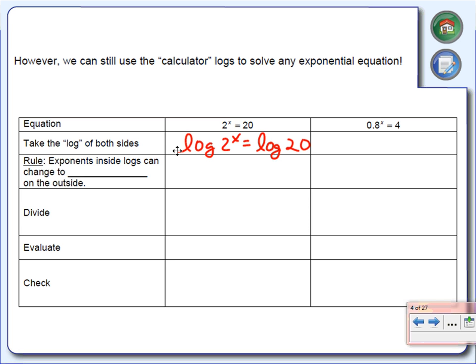Then we're going to use a property that we talked about last week. The property says that an exponent inside the log can be changed to what? I'm looking for the operation. There it is, multiplication.